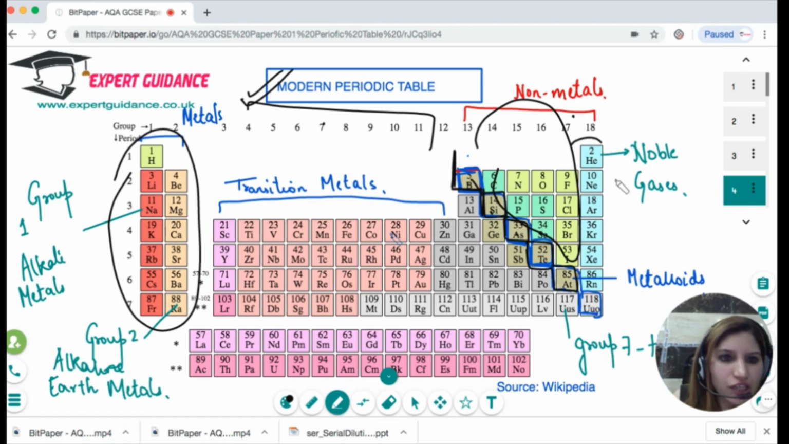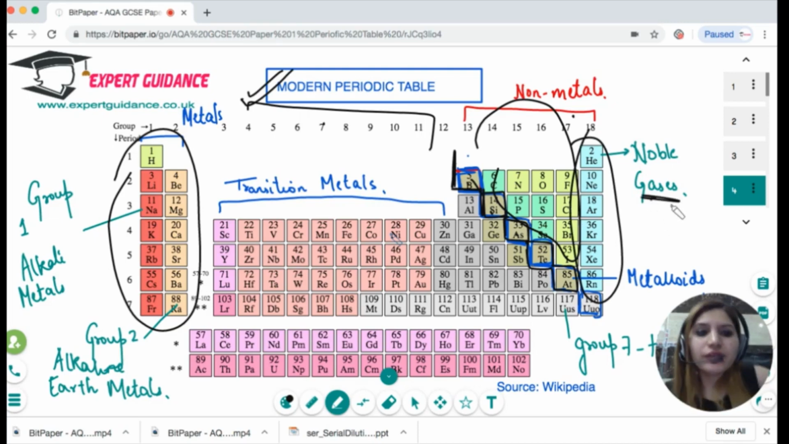Now, the last group is the noble gases. We'll see when we do the electronic configuration of the noble gases that they have a full outer shell electronic configuration. As a result, noble gases are given the name noble gases because they do not react.